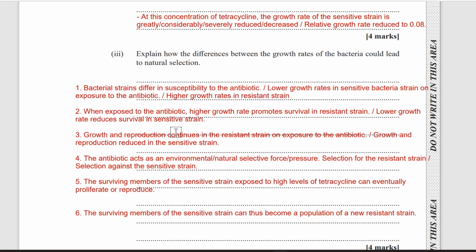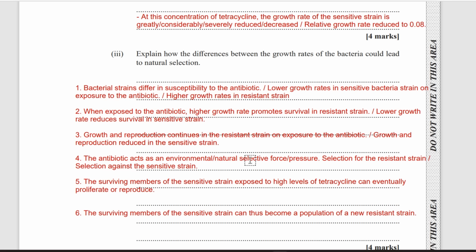Growth and reproduction continues in the resistant strain on exposure to the antibiotic. Again, you're killing the thing, you end up making it stronger. Growth and reproduction is reduced in the sensitive strain. The antibiotic acts as an environmental or natural selective force, so it acts as what we call a selective pressure. What this is doing is introducing a factor that the bacteria has to be able to overcome. Of course, the weak ones are going to die and the stronger ones are going to survive.